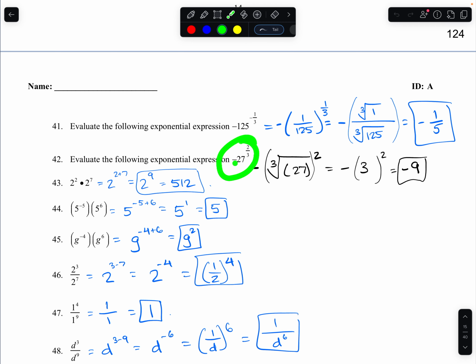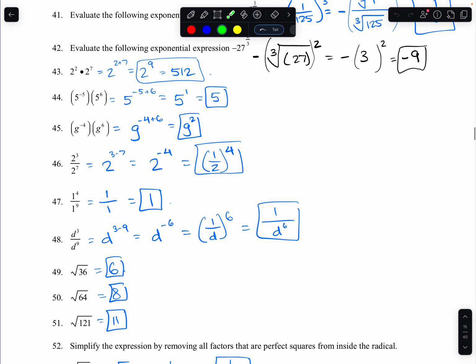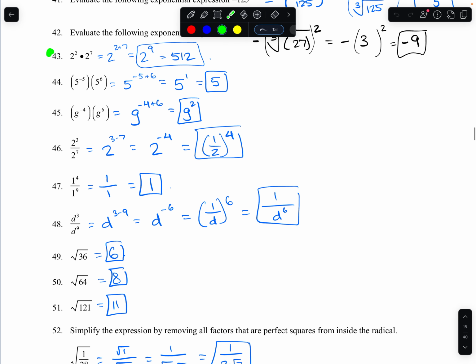We're going to do something similar here. Leave that minus sign outside for now. And 27 to the 2/3 power is the cubed root of 27 squared. The cubed root of 27 is 3. I still need to square it before I multiply by that -1. So 3 squared is 9. And 9 times -1 gives us our final answer of -9. Go ahead and check your answers for 43 through 51.